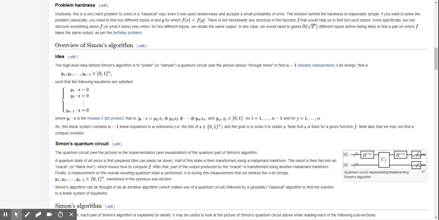So once again, the high-level idea behind Simon's algorithm is to probe a quantum circuit enough times to find n-1 bit strings such that the following equations are satisfied, where the dot is the modulo 2 dot product, right? So this means each component multiplied, and then I guess that's the addition modulo 2.